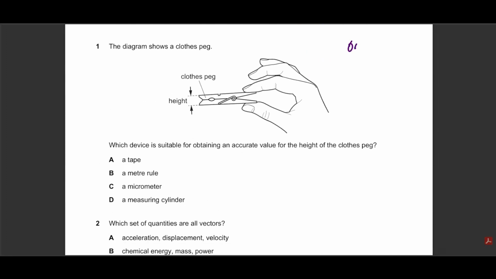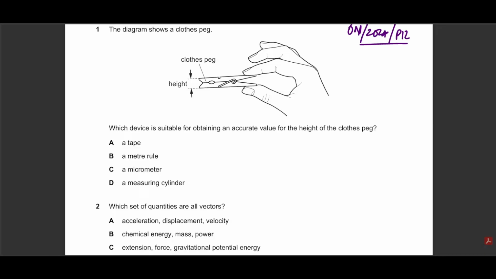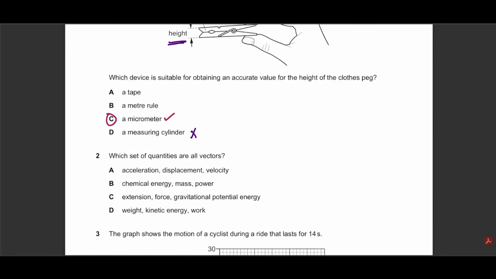Again, this is October-November 2024, paper 1-2. Question 1. It says, what would you use to measure this height? Now, all of them can be used to do that except for the measuring cylinder. That's for the volume. But for the first 3, we can use them. But the best one or the most accurate one would be a micrometer. So this should be option C.